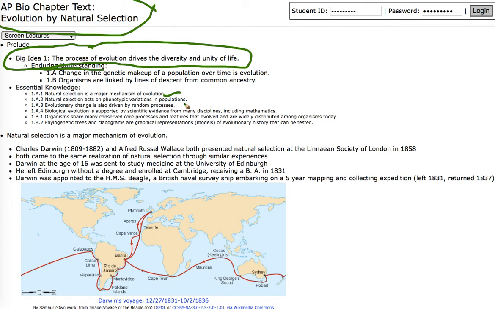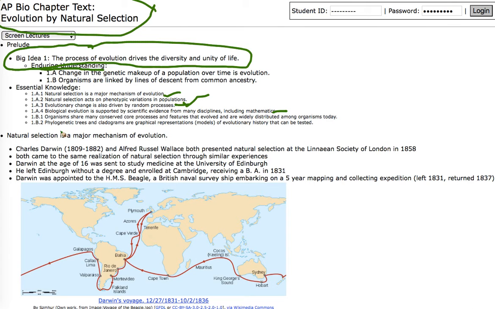Natural selection acts on phenotypic variations in populations like skin color, hair color, body speed, blood type, etc. Evolutionary change is driven by random processes that we'll talk about later. It turns out most of the genetic diversity or species diversity there is on Earth is actually due to randomness, not to natural selection.